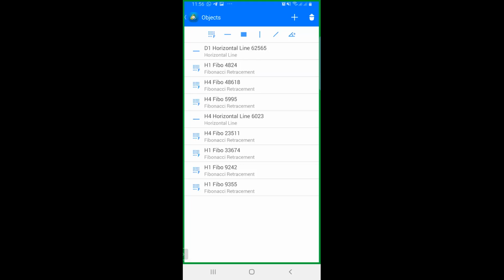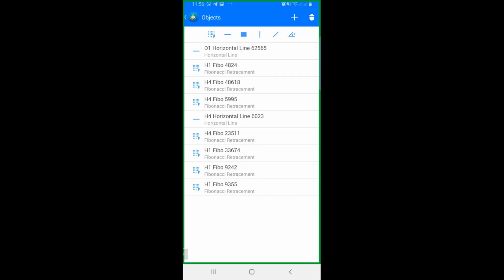Then you come to this place, and at the top of the screen right there, you see many things. You see a horizontal line. You see a box that looks like a triangle. You see a vertical line. You see a diagonal line. That diagonal line is what we call a trend line, right?